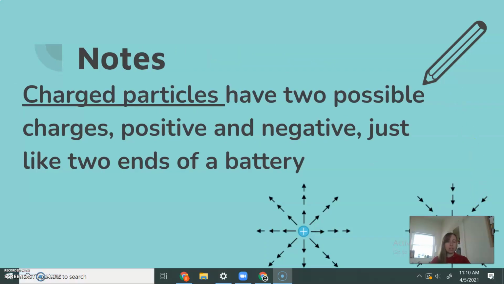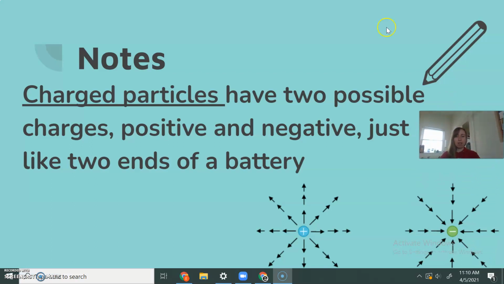All right, so some things to know about electric fields. There are these charged particles, and they have two possible charges. It could be positive or negative. You can remember that because it's like the two ends of batteries, right? If you hold a battery, you know that there's always a positive side and a negative side.